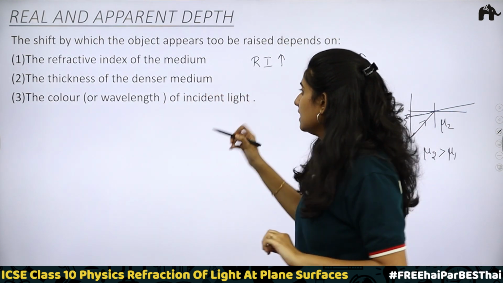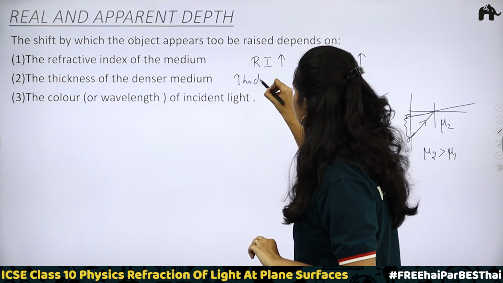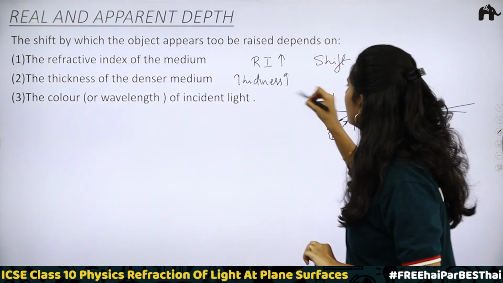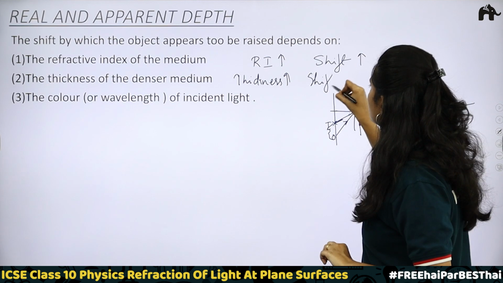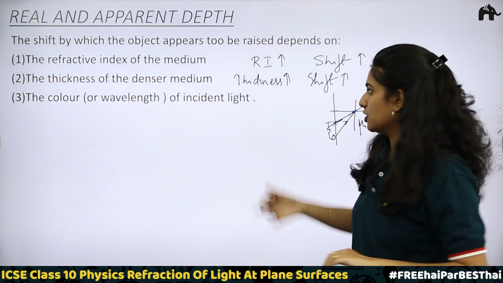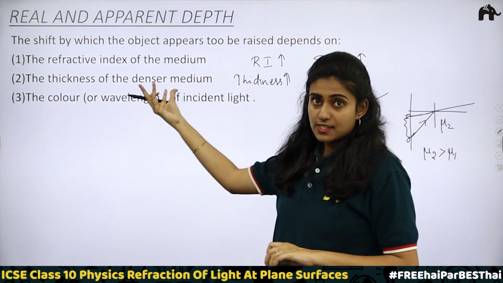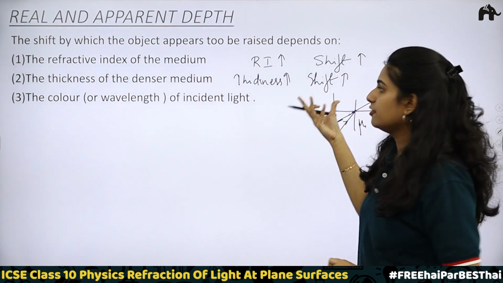When the thickness increases, shift also increases. Okay, they are directly proportional. When you increase the thickness of the denser medium which is being considered, the shift also increases.